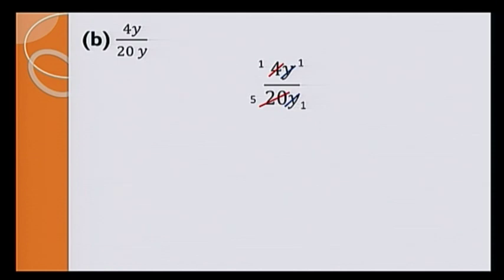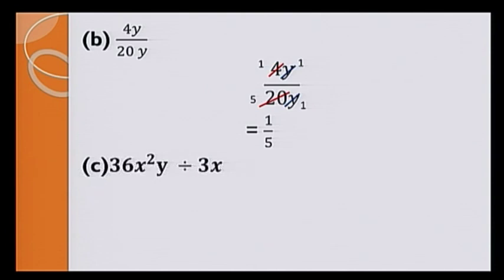The variables now, y into y will give us 1. Y into y will give us 1 again. Simplifying the numerators and the denominators separately, we are going to get 1 over 5. Let's have a look at the next example.